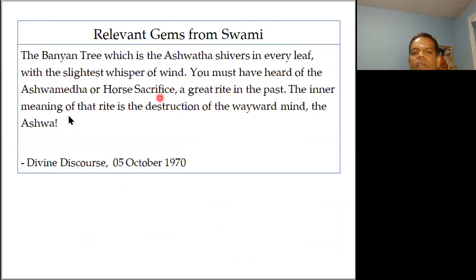You must have heard of the Ashwamedha or horse sacrifice, the great rite in the past. The inner meaning of the rite is the destruction of the wayward mind, the Ashwa. So the Ashwapati is the one who has controlled the mind. The Lord, who is the mover of the mind, who controls the mind, to that Lord we bow down.